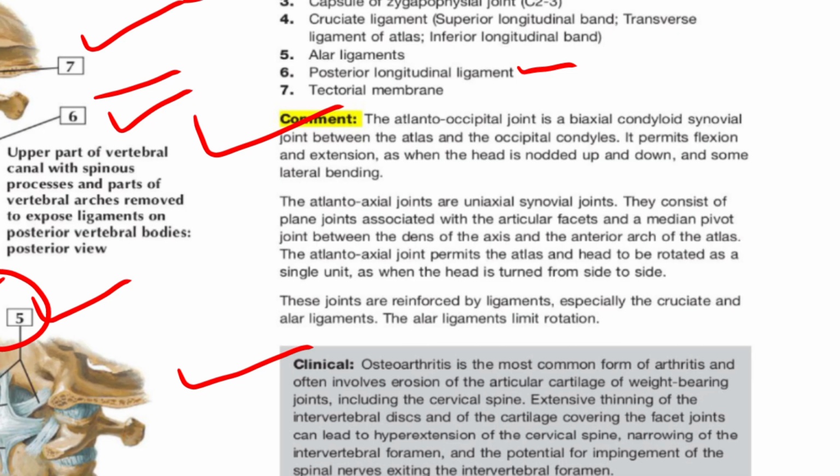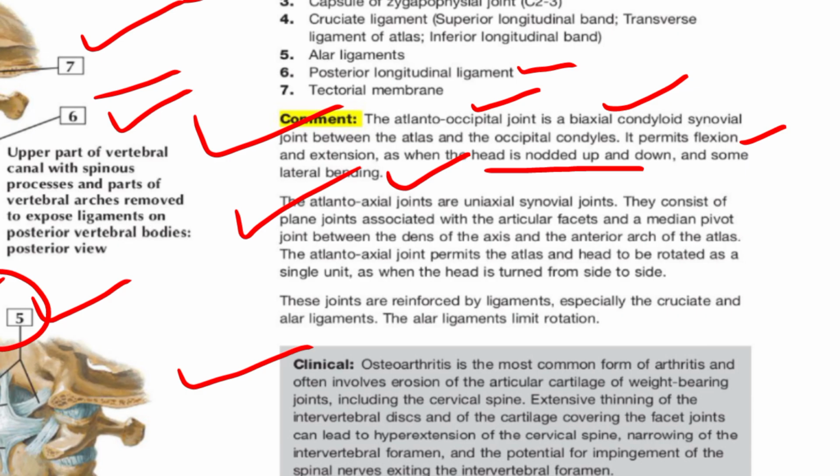It means it rotates, a movement in two axes. It is a biaxial condylar synovial joint between the atlas and occipital condyles. It permits flexion and extension movement, as when the head is nodded up and down, and some lateral bending. The atlantoaxial joint is uniaxial. Atlanto-occipital is biaxial. Atlantoaxial is a uniaxial synovial joint.